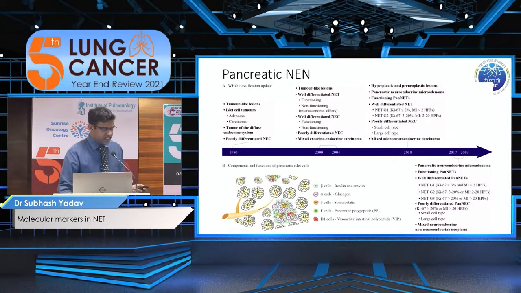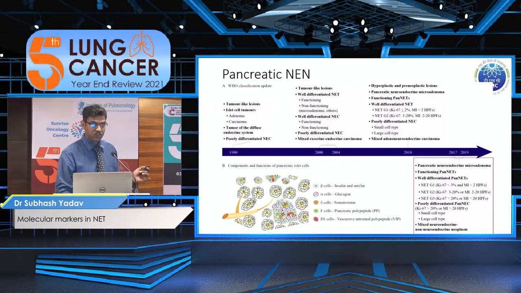Coming to gastropancreatic, again the nomenclature keeps on changing. So this was the nomenclature which we had, with grade 3 neuroendocrine tumor and neuroendocrine carcinoma. This created a lot of confusion. Now the WHO says that tumors which have a small cell or a large cell morphology should be classified as neuroendocrine carcinoma, and there should not be any grade attached to it.